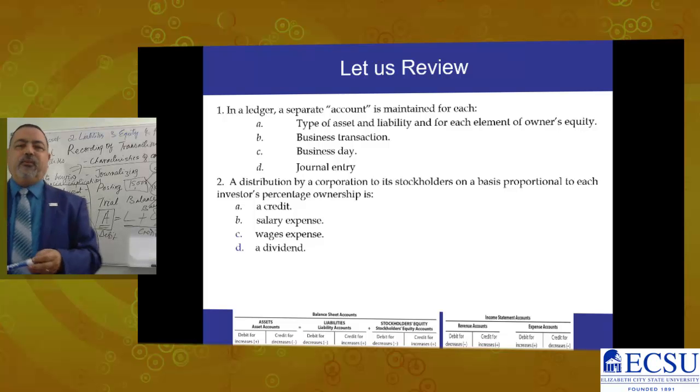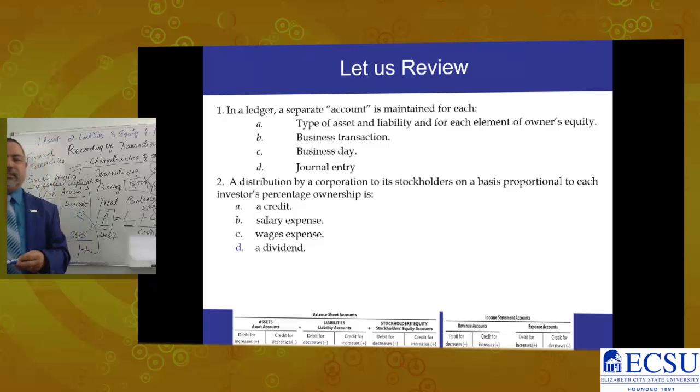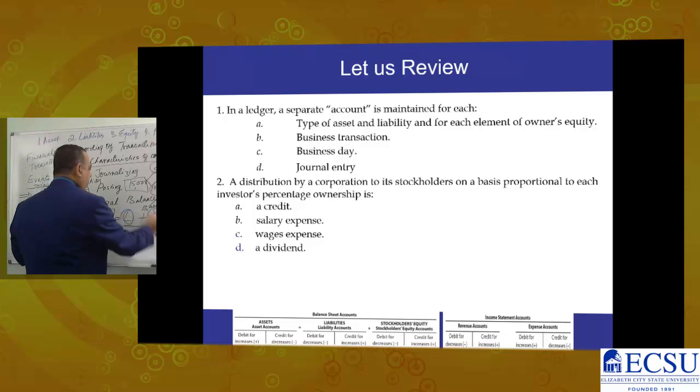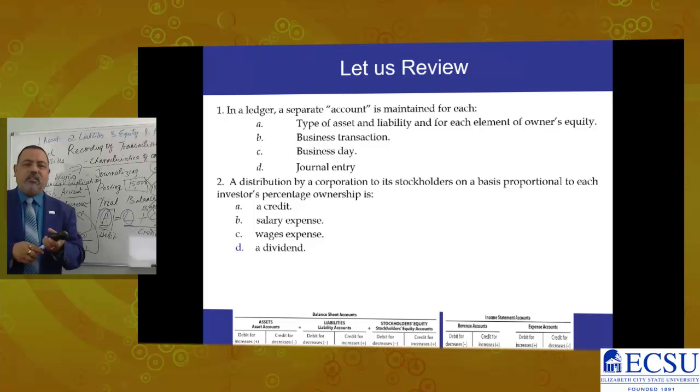Now let's just review, and then we'll wind up for this segment of the class. In a ledger, a separate account is maintained for each type of asset and liability, for each element of owner's equity, business transaction, business day, or journal entry. So, what is it? Now, as I said to you, we'll be opening accounts for each of the elements of the accounting equation. So, that is asset, liability, and owner's equity. So, number A would be the right answer.